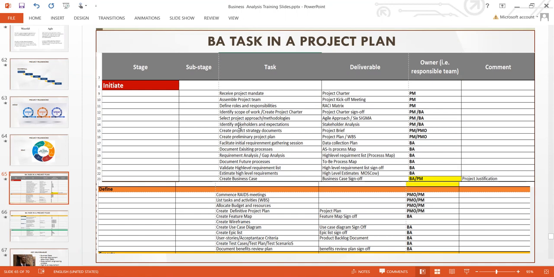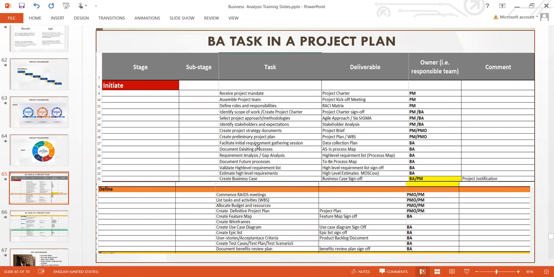Identify stakeholders and expectations: business analysts can do that with the project manager as well. Create project strategy document is the duty of the project manager and the PMO analyst. Create preliminary project plan and the work breakdown structure is the duty of a project manager and the PMO analyst.